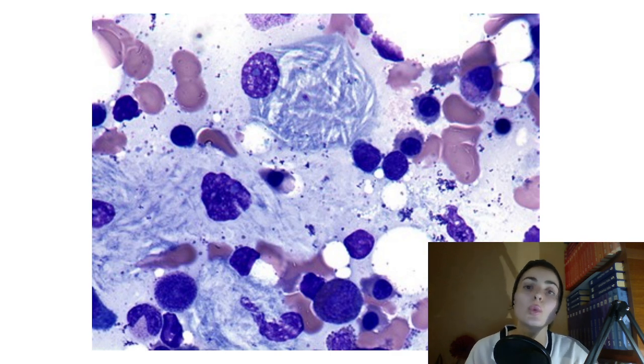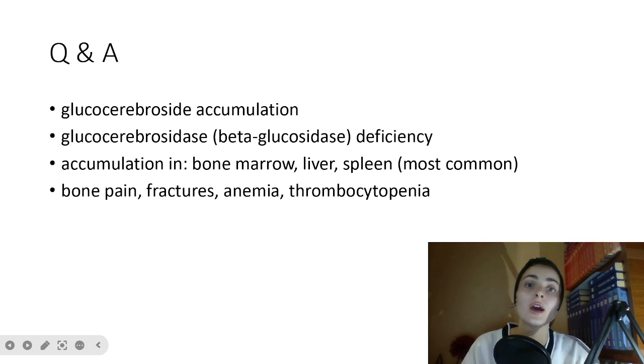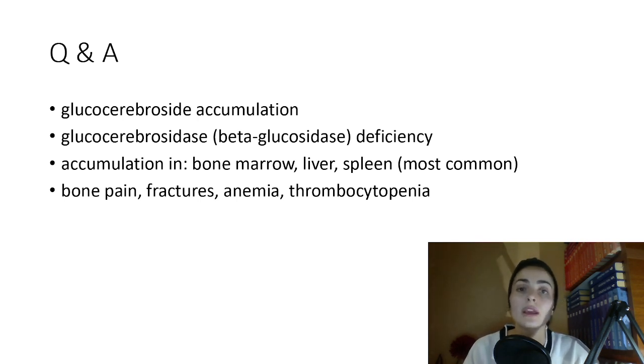Macrophages are also one type of blood cells, white blood cells, because this substance can accumulate in macrophages. It can have the appearance of wrinkled tissue paper. This is how it looks under the microscope: wrinkled tissue paper appearance of macrophages. What happens in Gaucher? Accumulation of glucocerebroside because of the deficiency of the glucocerebrosidase enzyme, or beta-glucosidase.